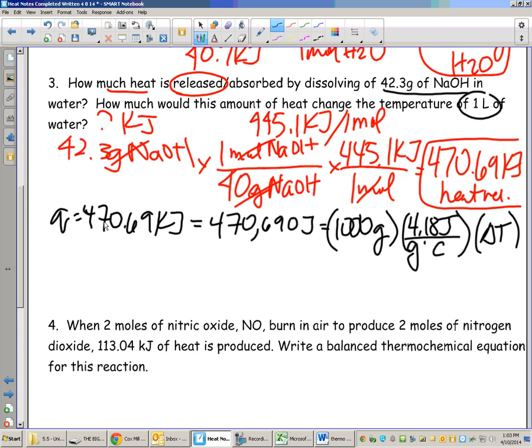That would be, I got you, delta T is 112.5 degrees C. So I just divided. I just said 470,000 something divided by 4,180. You guys can tell it's algebra.